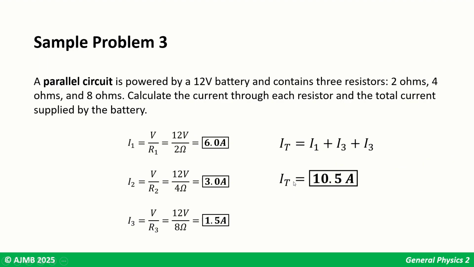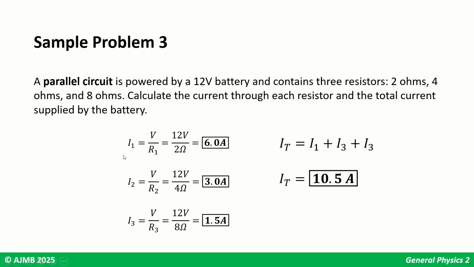Okay, in sample number 3, we have parallel circuits. My total voltage is 12 volts. I have 3 resistors. R1 is 2, R2 is 4, R3 is 8 ohms. And I need to know how much current is passing through each of the resistors, right? Because the current will get divided on the 3 branches. And how much is the total current? I just have to add them.